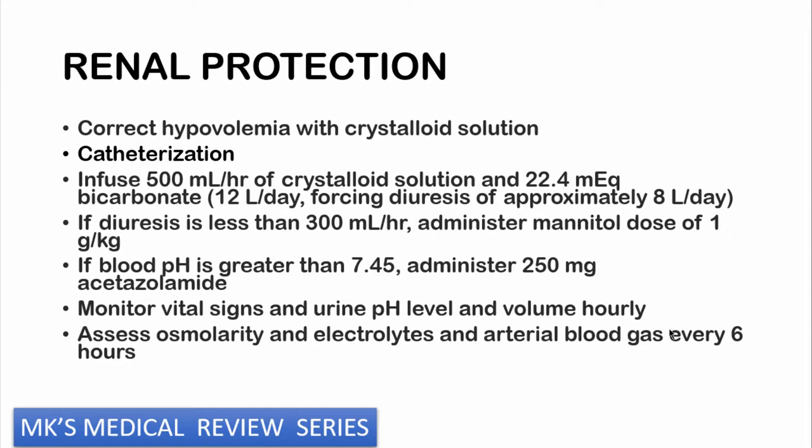If the blood pH is greater than 7.45, you can give 250 milligrams of acetazolamide, so meaning that you should actually check for your arterial blood gases. Then of course, monitor your vital signs, monitor the urine pH level, even the volume hourly. You want to assess the osmolarity and the electrolytes as well as the arterial blood gases every 6 hours.